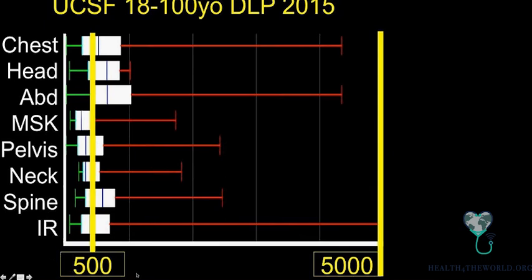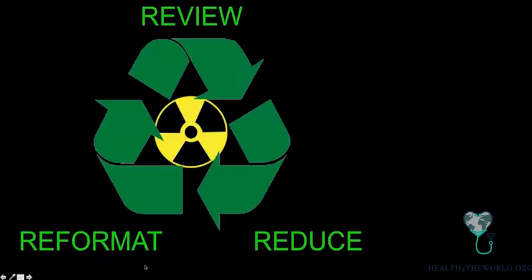But again, pick a number. It may not be 500, but at least have a number so that when you look at each study and dictate it out, you're understanding where you stand study by study.